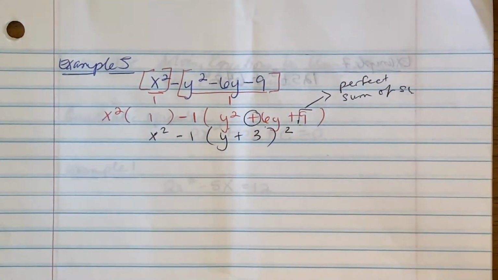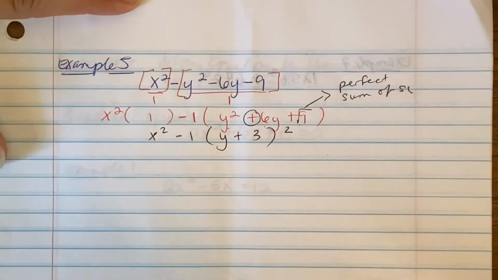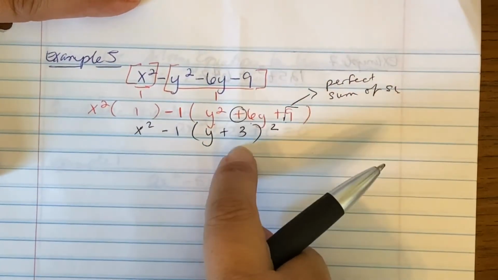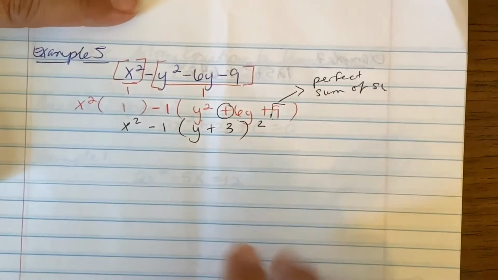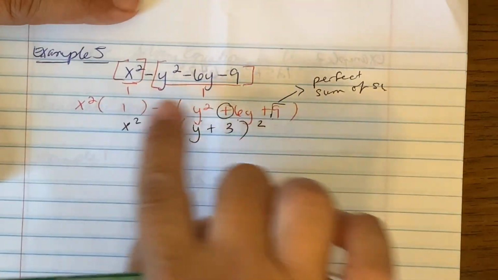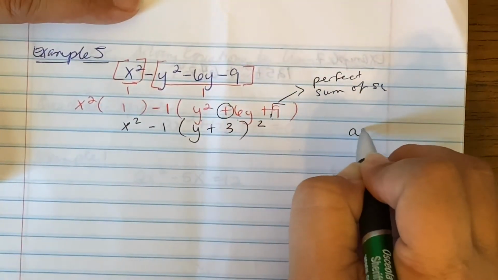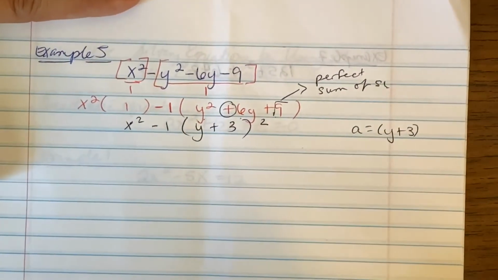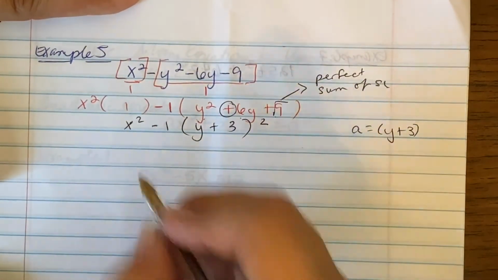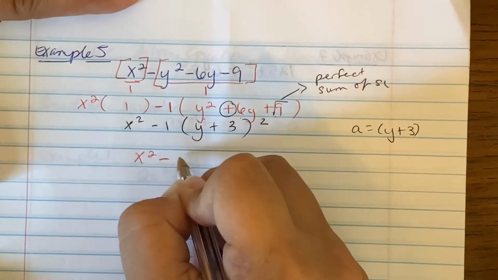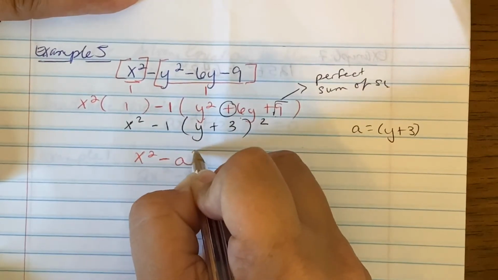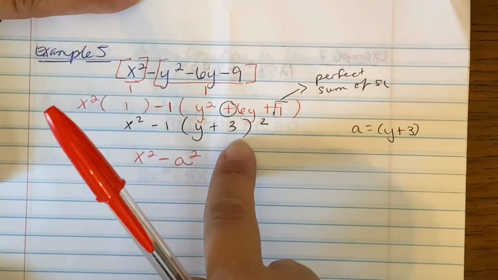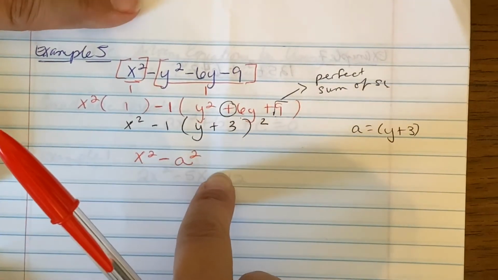So now I'm going to apply the substitution method because I don't like the fact that I see x squared minus 1 times a bubble. So I'm going to use a variable. They've used x's and y's. First letter of the alphabet is an a, so a is going to represent y plus 3. So we become x squared minus now a squared, because remember y plus 3 is our bubble. So I see x squared minus a squared.